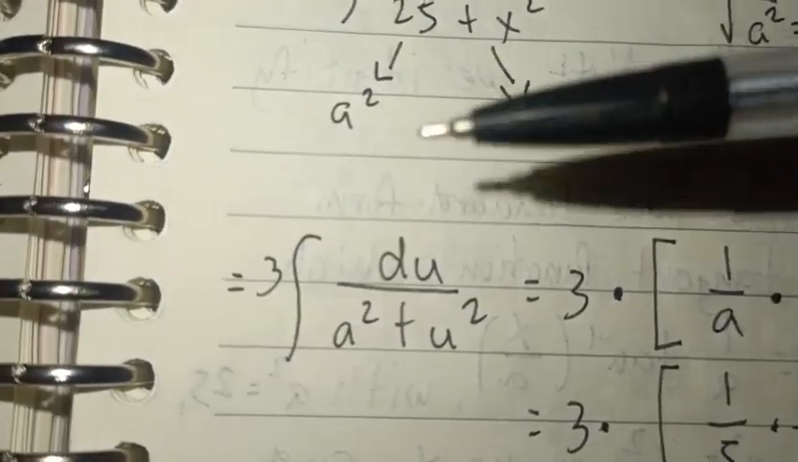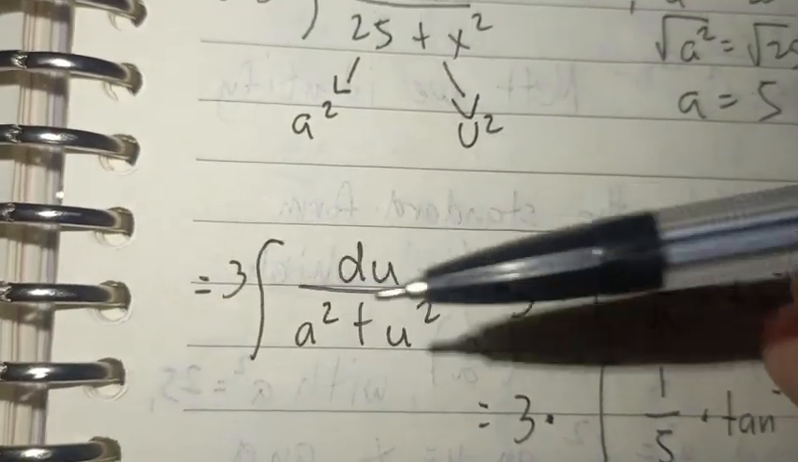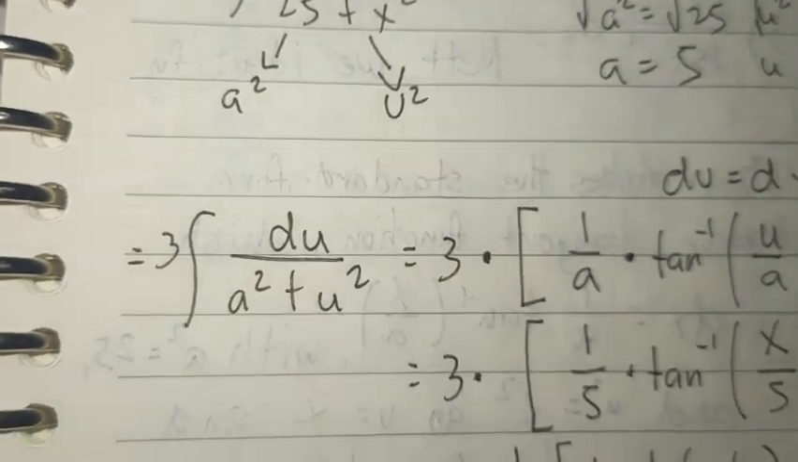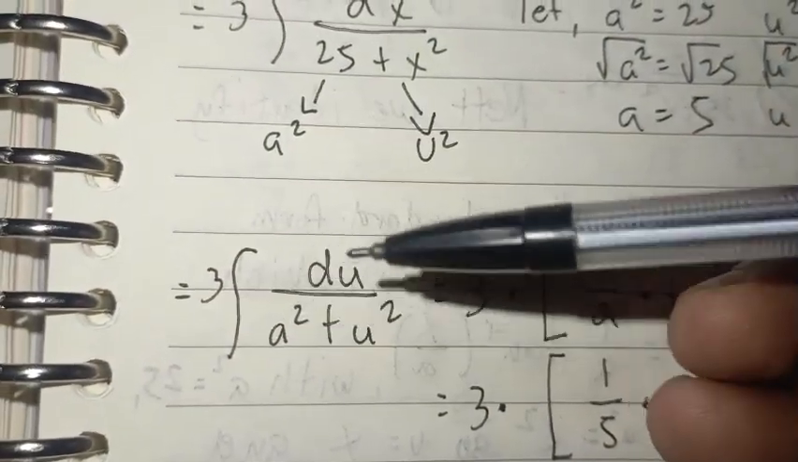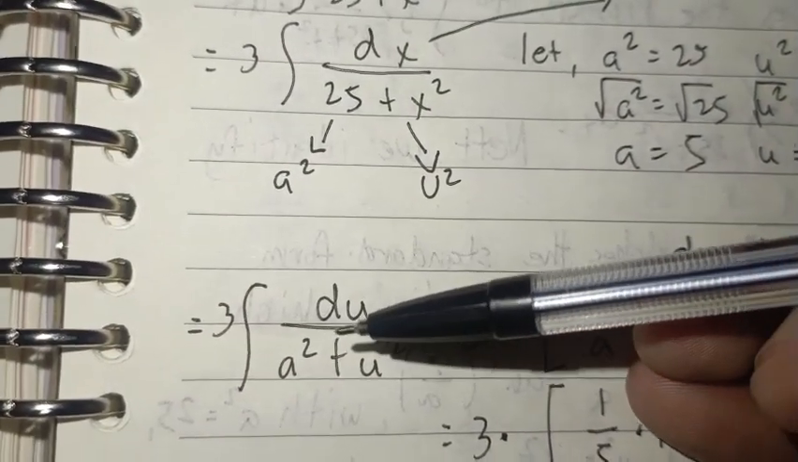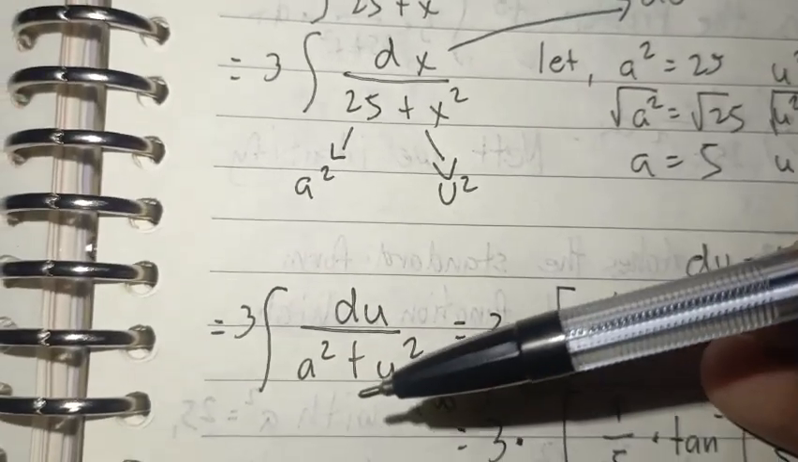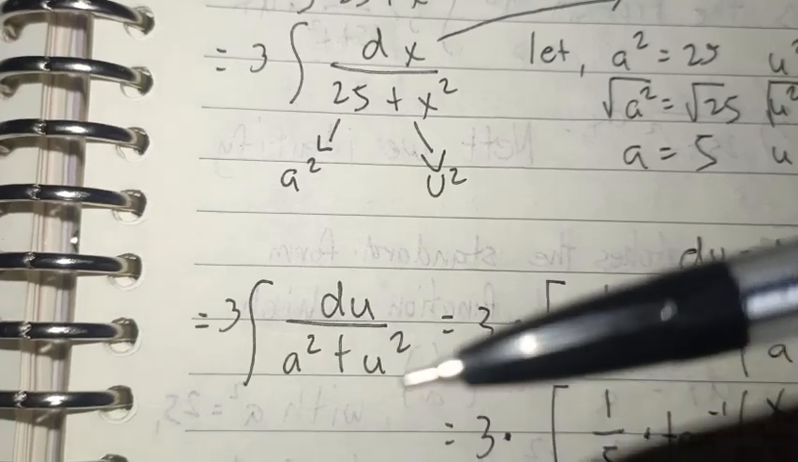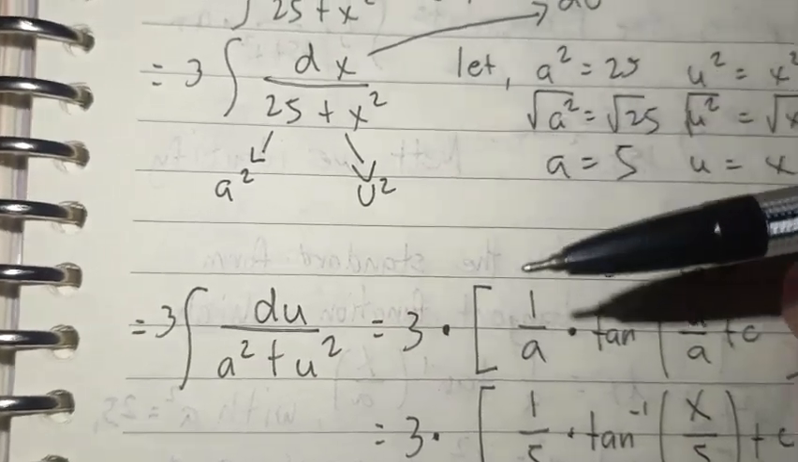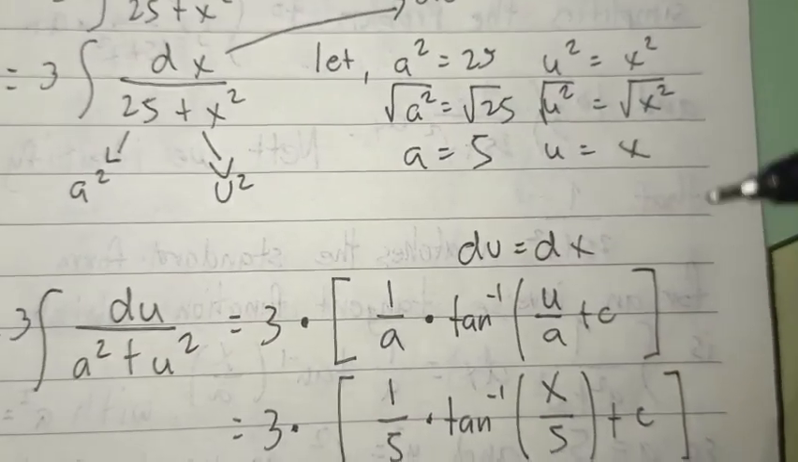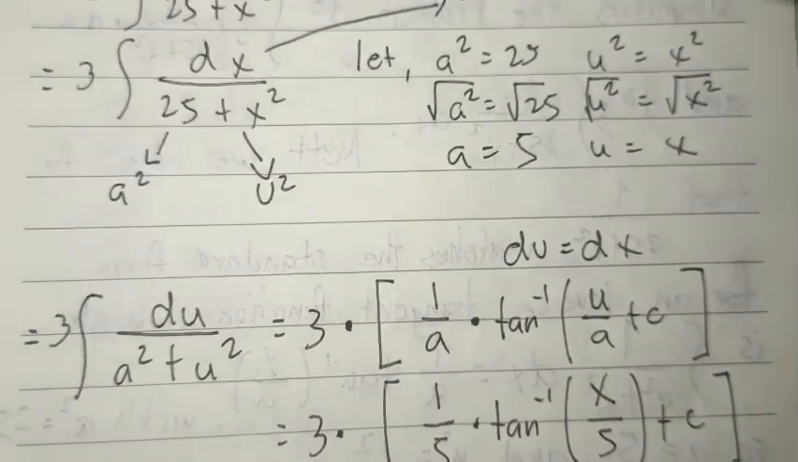Now we're going again to substitute the values of our integration to the values that we get in our u substitution. Now, on the new expression, we have here 3 integration of du over a squared plus u squared. Now, the expression du over a squared plus u squared is similar to the expression of tangent raised to negative 1 multiplied by u over a plus c.